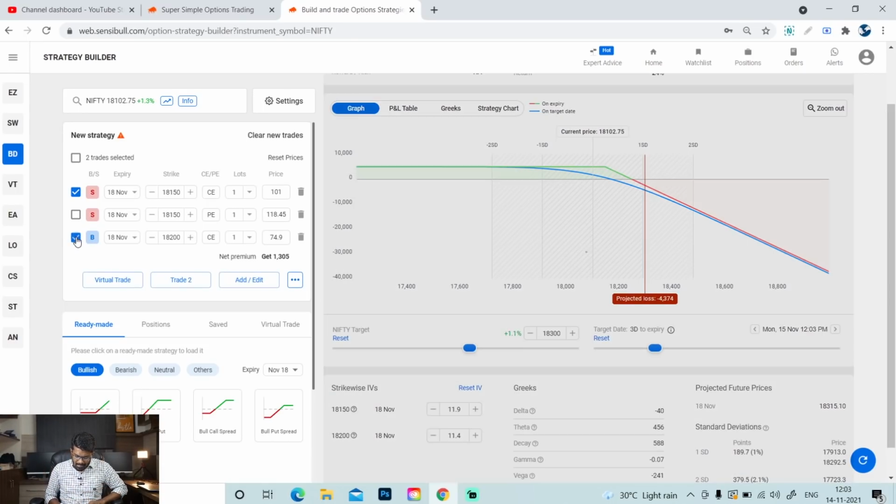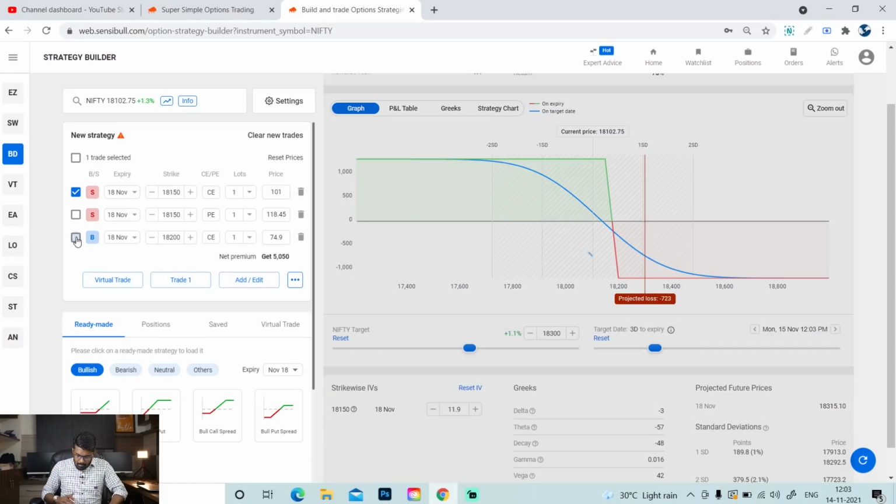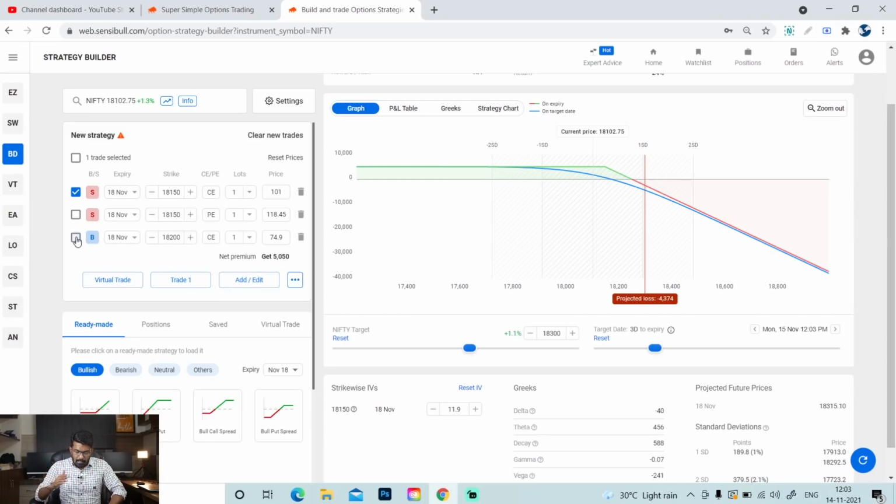Now once I buy this call option, the delta is going to come down. When the market was around 18,150, we did a strategy with the negative delta call and positive delta put, and the market has moved to 18,300. And since the market has moved to 18,300, your sold call, which is having a negative delta, is going to further increase. So it has increased from negative 23 delta to negative 40 delta.